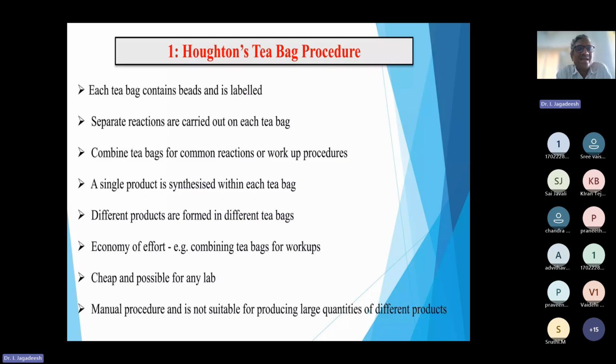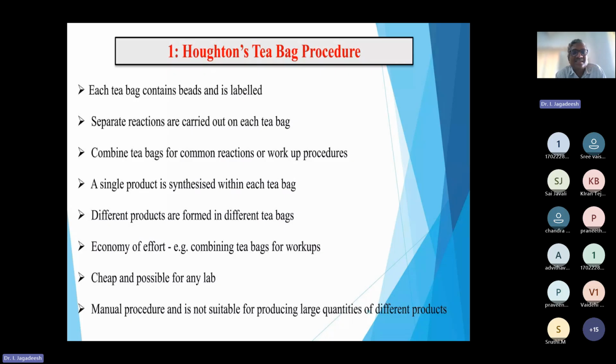So in this Houghten T-bag approach, each T-bag contains beads. The beads have certain reagents, which are already embedded there. And each bead is labeled with respect to its size and a dye or color code. They are labeled so that multiple compounds can be yielded as products.